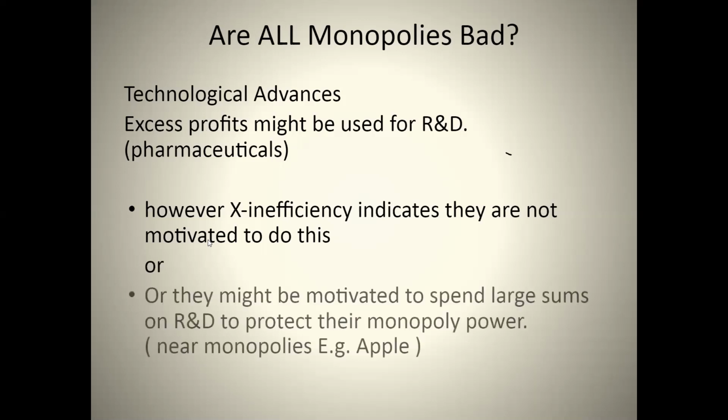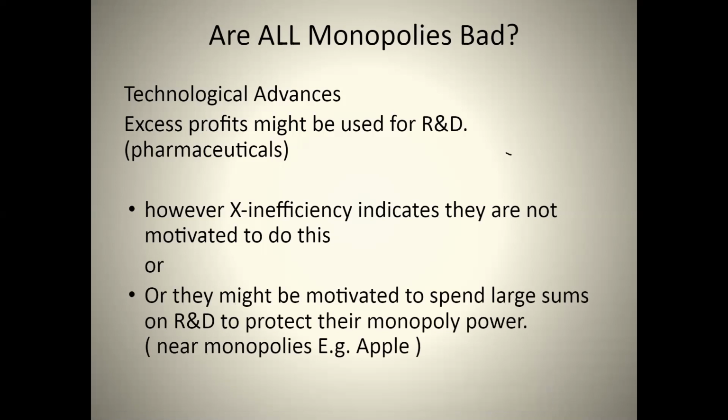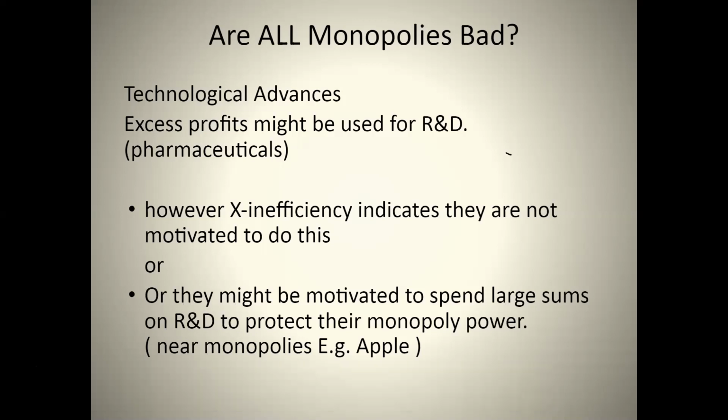Or we could argue that they will be motivated to spend large sums on research and development because they are motivated to protect their monopoly power. So this might be true more in industries like Apple, like we've seen with Apple, used to spending huge sums of money, or maybe Google spending huge sums of money to make advancements. Why? Because they want to stay out front. They want to maintain their monopoly power for the future. So it's kind of jury is out whether monopolies are pouring their dollars into research and development in productive ways.